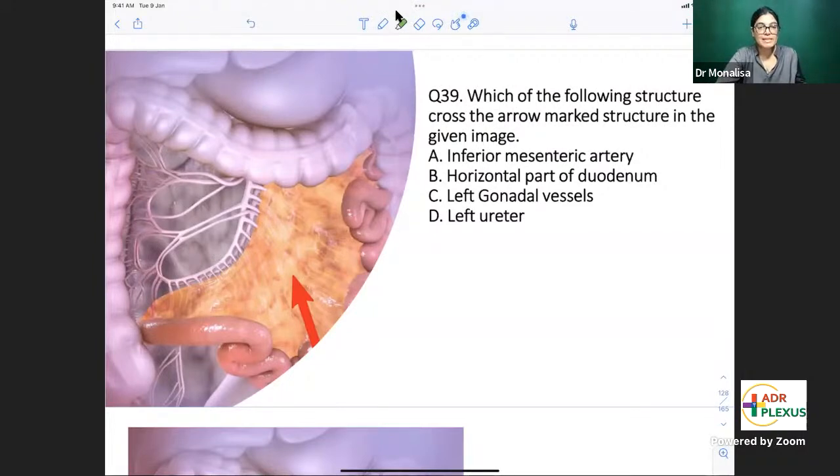So, mesentery. Yes, Gayatri. Yes, Gayatri. RRR. Mesentery root, Vishnu, yes. Tanuja, RRR, yes, dear, yes.